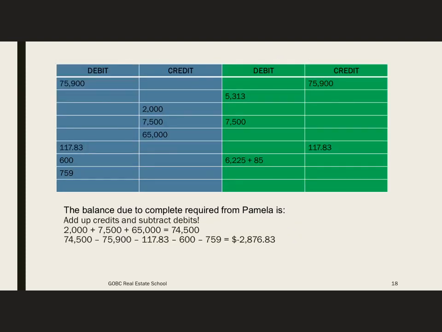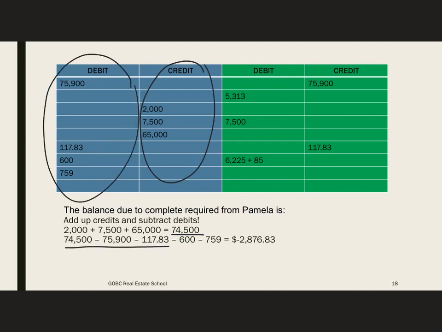So how do we actually get the balance due for Pamela? Well, we add up the credits and subtract the debits. So the easiest way for you to do this is just look at the credit column and add everything up in the credit column, and then once you've gotten that number, which is $74,500 for this one, then you subtract all of the debits from the debit column. So you would subtract each of those to get a final balance due of $2,876.83.